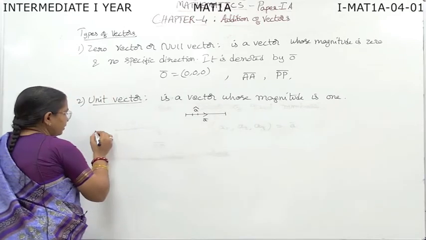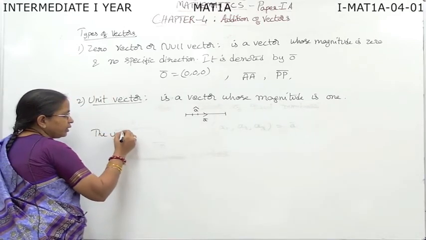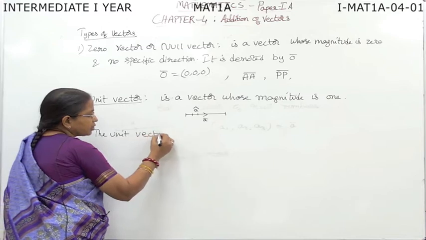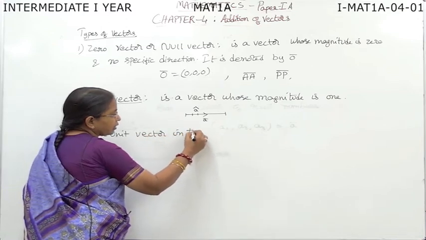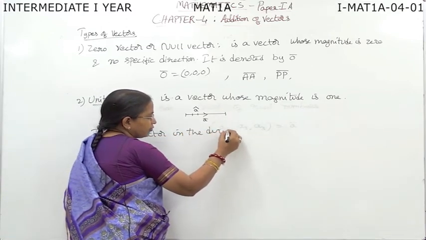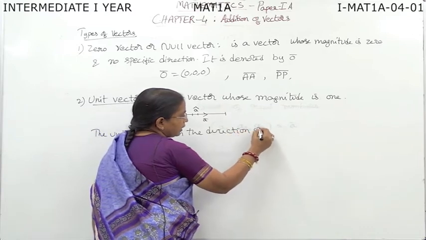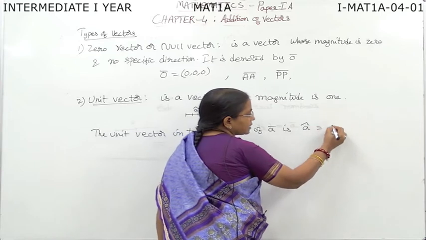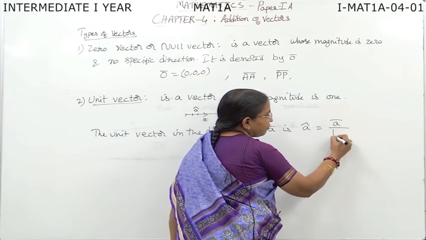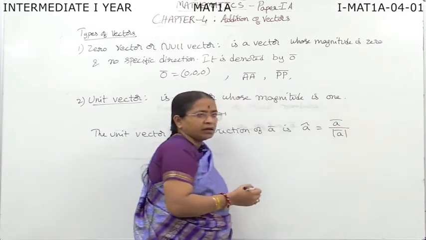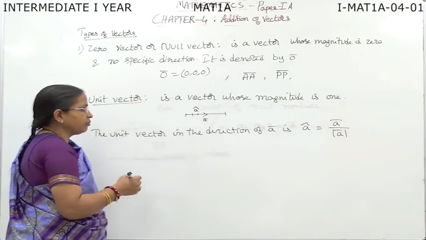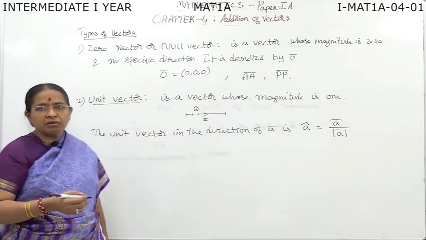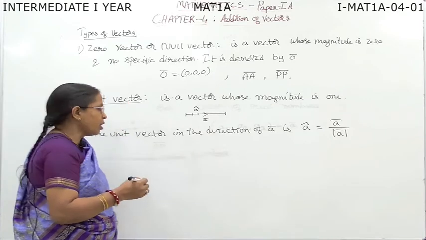Now the unit vector in the direction of A is denoted by A cap and it is given by the definition A vector by mod A. The unit vector in the direction of A is A cap equal to A by mod A.